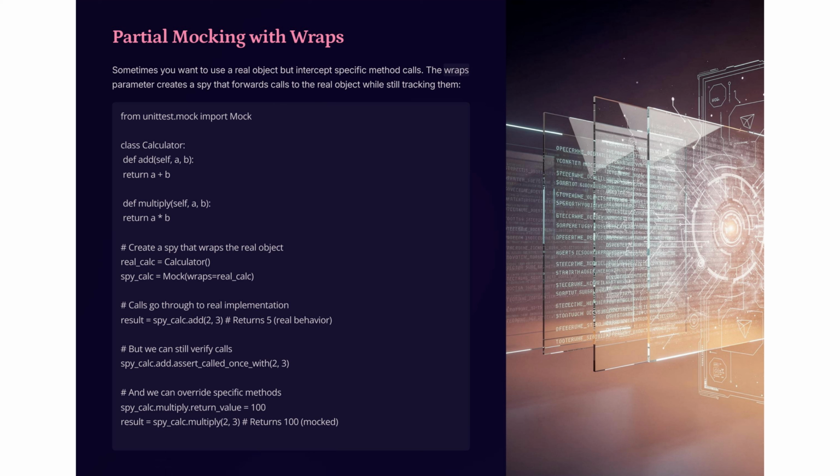Partial mocking with wraps allows using real objects while intercepting specific method calls. By using the wraps parameter, a spy forwards calls to the real object, tracking them. For instance, a calculator class can have its add method tracked while multiply is overridden to return a mocked value. This technique ensures real behavior with selective overrides.